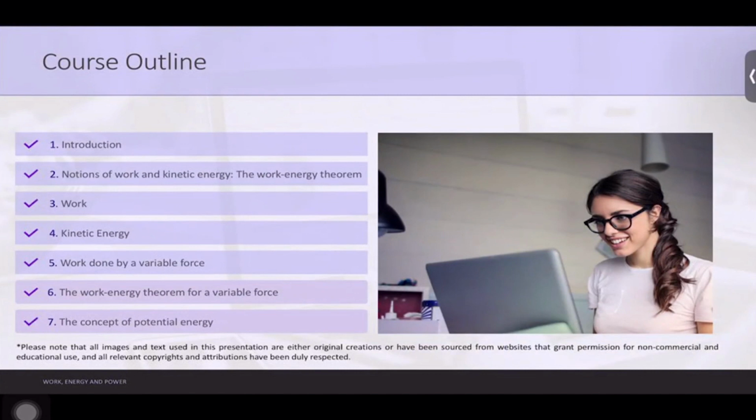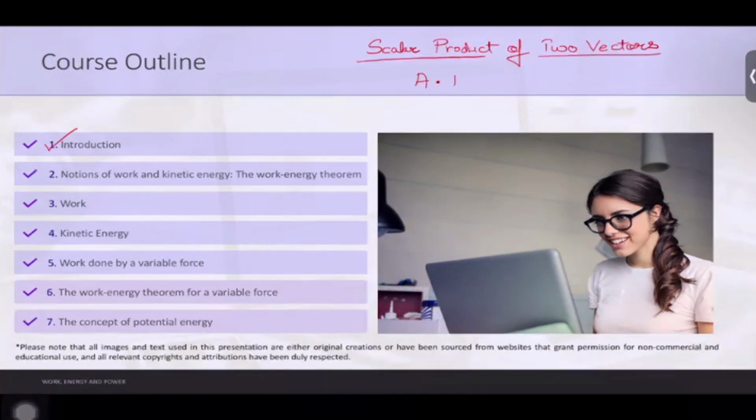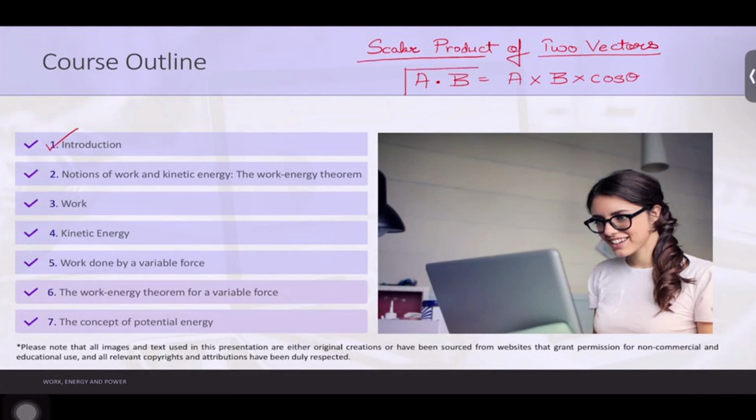Okay, so currently we are on the first topic only, that is understanding of scalar product. So we are just understanding the scalar product only. So in scalar product of two vectors, we got to understand the mathematical formulation which says that A dot B is nothing but equal to magnitude of A into magnitude of B into cos of theta. Okay, so that was a simple explanation. So let's move forward with this discussion.